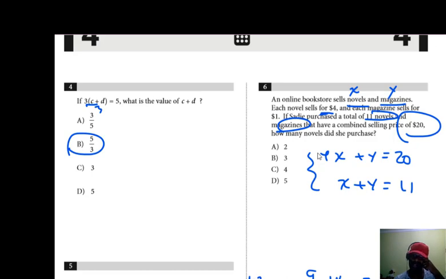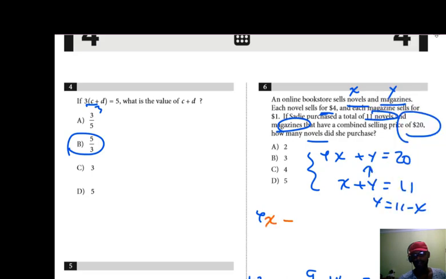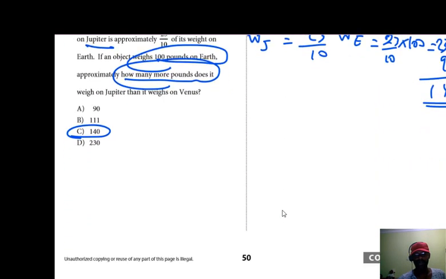So let's go to the question: how many novels? You're asked to find x, so we have to eliminate y. Instead of y, I substitute y equals 11 minus x. Therefore, that goes to 4x plus, instead of y, 11 minus x, which equals 20. So this is 3x equals, if you bring it here, 20 minus 11, 9. So the value of x is 3. How many novels did she purchase? She purchased 3 novels.